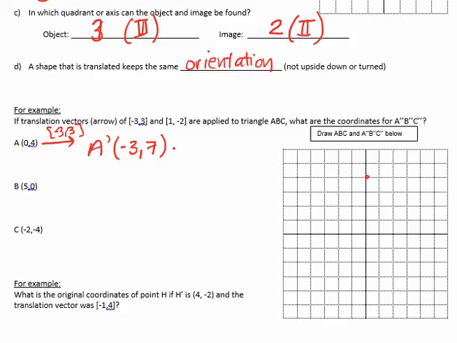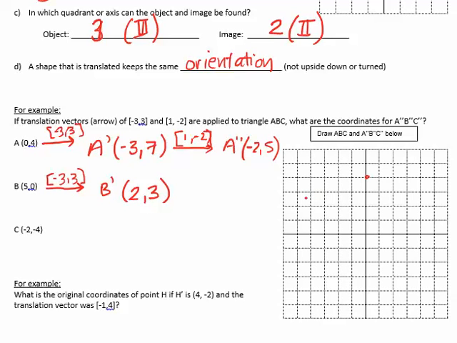And then I apply the next vector, which is 1, -2. So that means if I move 1 to the right and 2 down, A double prime will be at -2, 5. So I do the same for all of them. For the second point, I am moving -3, 3. So that means B prime will be at 5 plus -3 is 2, and 0 plus 3 is 3.